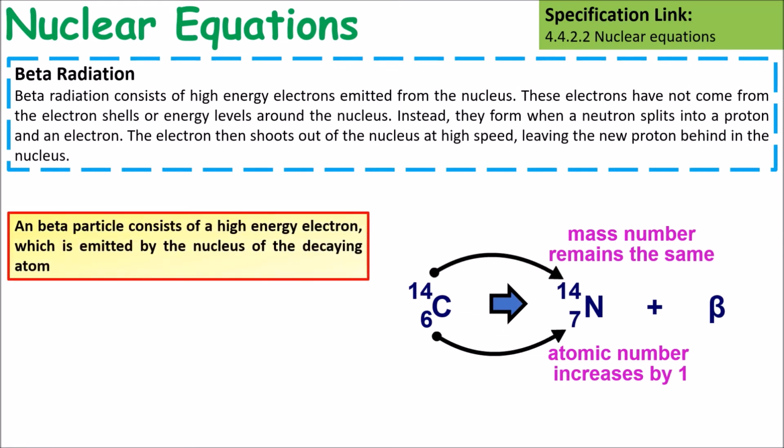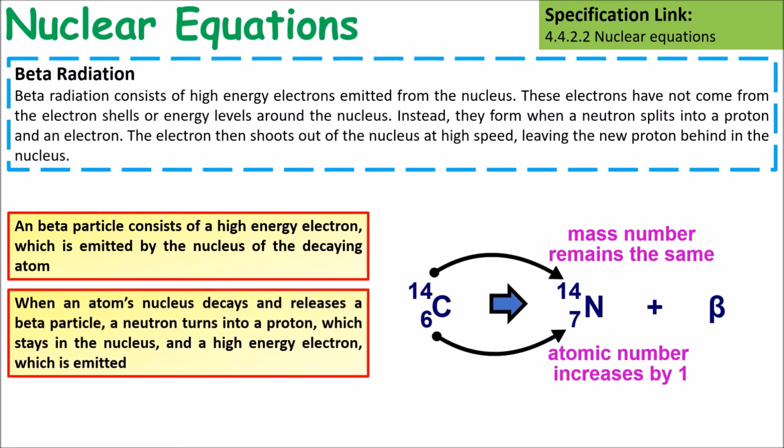So, a beta particle consists of a high energy electron, like we just said, that is emitted from the nucleus. So when an atom's nucleus decays and releases a beta particle, a neutron turns into a proton. So the total mass number stays the same, but the proton number goes up by 1 each time, which means that a new element is formed.